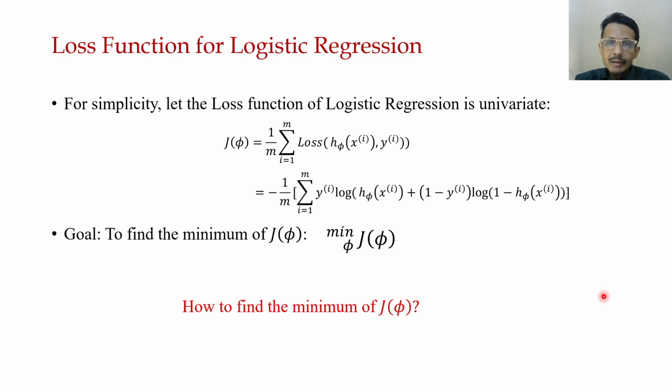And what is our loss function? It is basically y_i log of h_φ(x_i) plus (1 minus y_i) log of (1 minus h_φ(x_i)). So what we have to do is find such φ so that we minimize this J(φ). And the question is how to find the minimum.